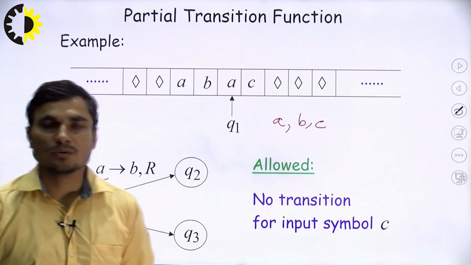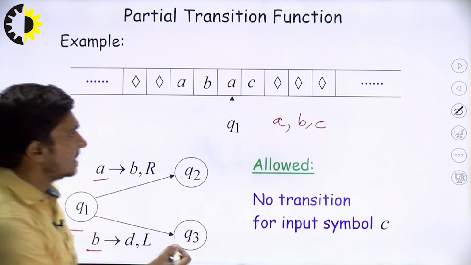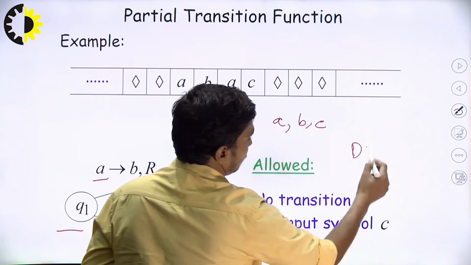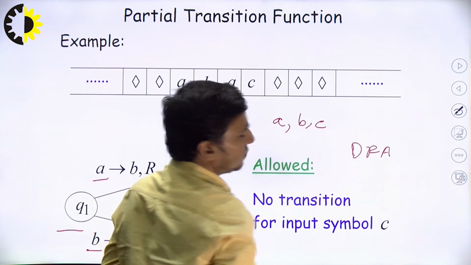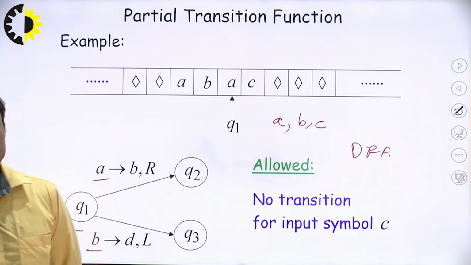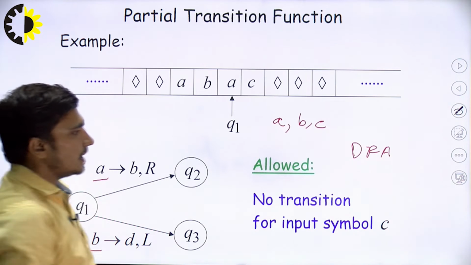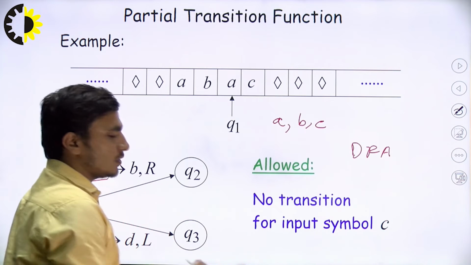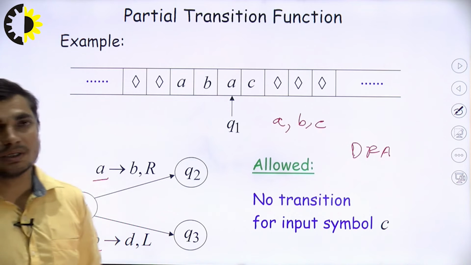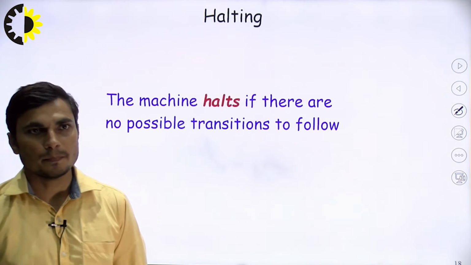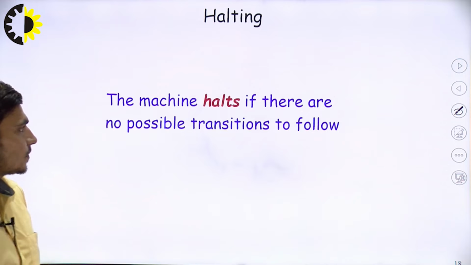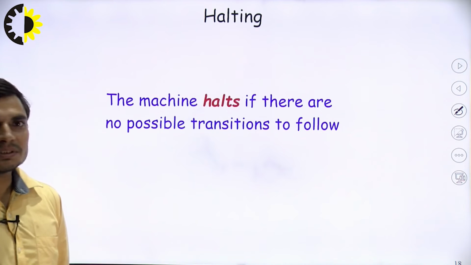Now if you recall the DFA, in case of DFA, for each and every input symbol we must have a transition at a certain state. But unlike the DFA, in a Turing machine, if we do not have any transition for an input symbol, then it is okay. Now the halting: at a certain state the machine halts.